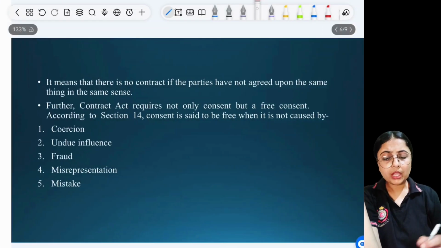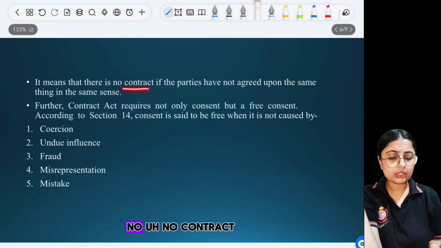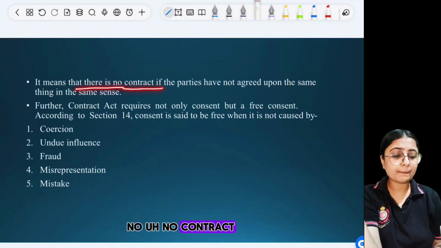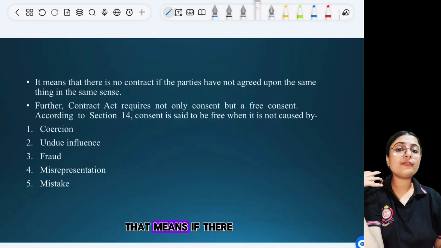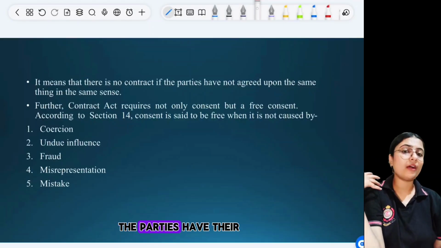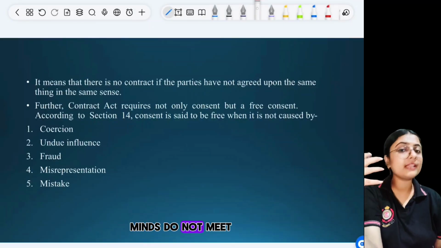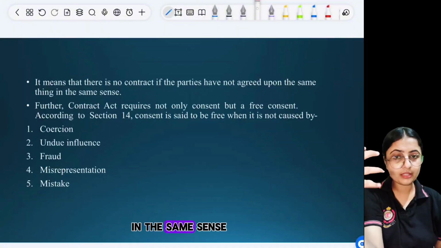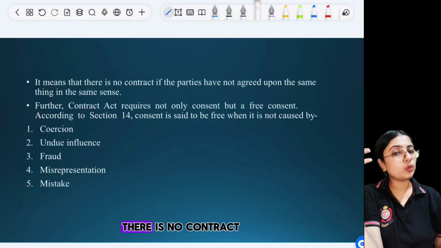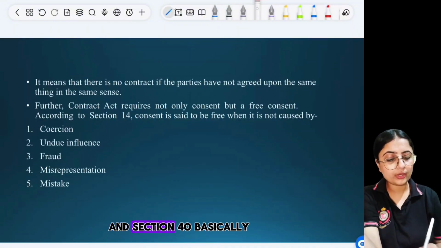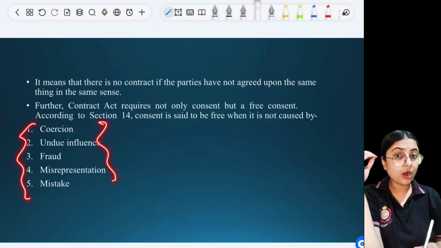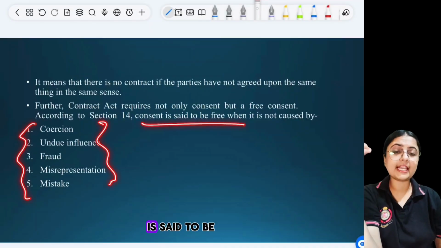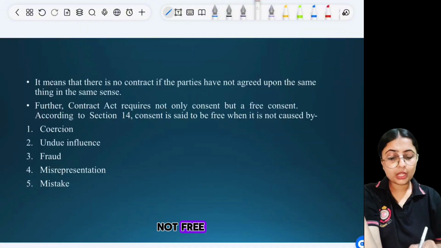Now, if the parties have not agreed upon same thing in the same sense, that means if there is no free consent, the parties' minds do not meet and they haven't agreed upon same thing in the same sense, then in that case there is no contract. And section 14 basically states certain factors upon which the consent is said to be not free.